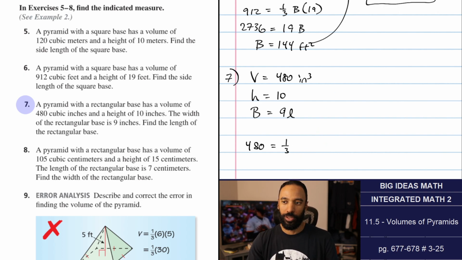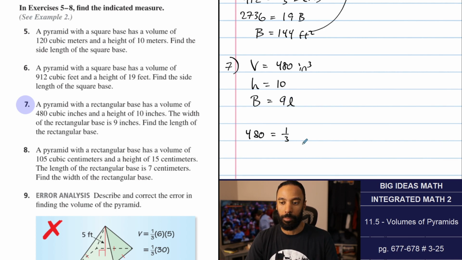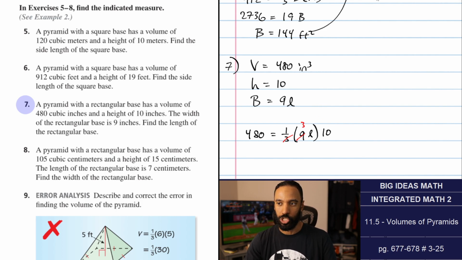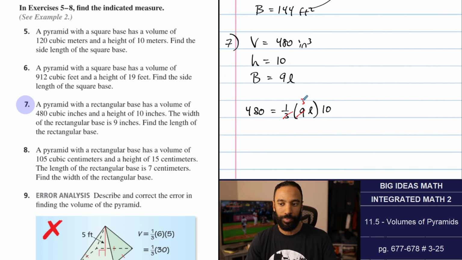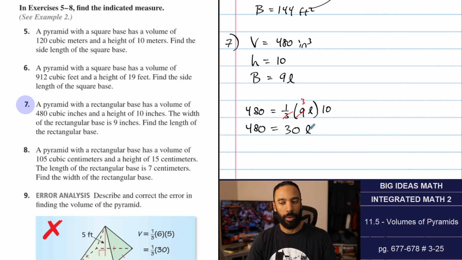If there's one silver lining in using the 9L, and honestly, they might have set it up for the other, well, no, the other problems, you didn't know the numbers. But if there's one silver lining in using this, instead of multiplying both sides by 3 here, I can divide the 9 by 3. If I divide 9 by 3, I get 3. It doesn't change my goal of solving for L. And I can do 3 times 10 here and get 30. So 480 equals 30L.